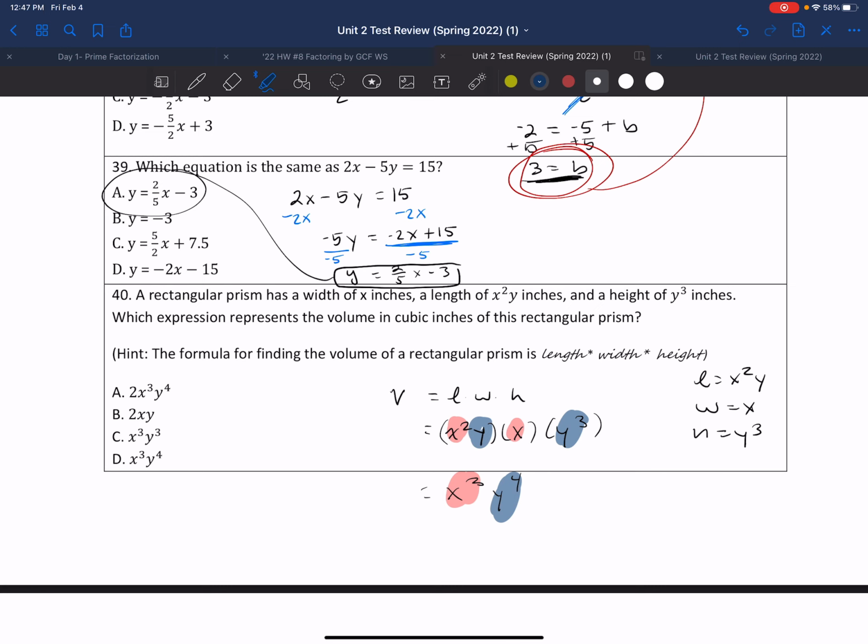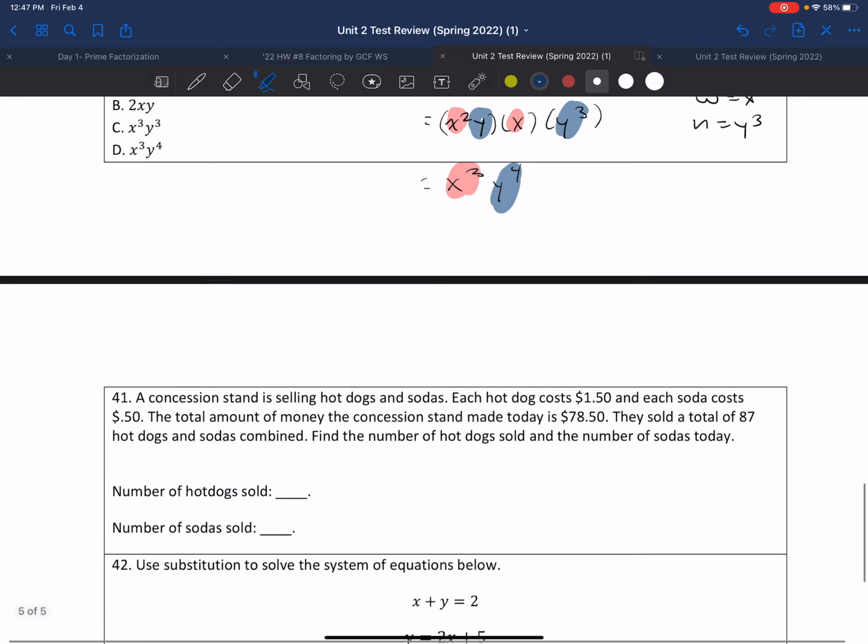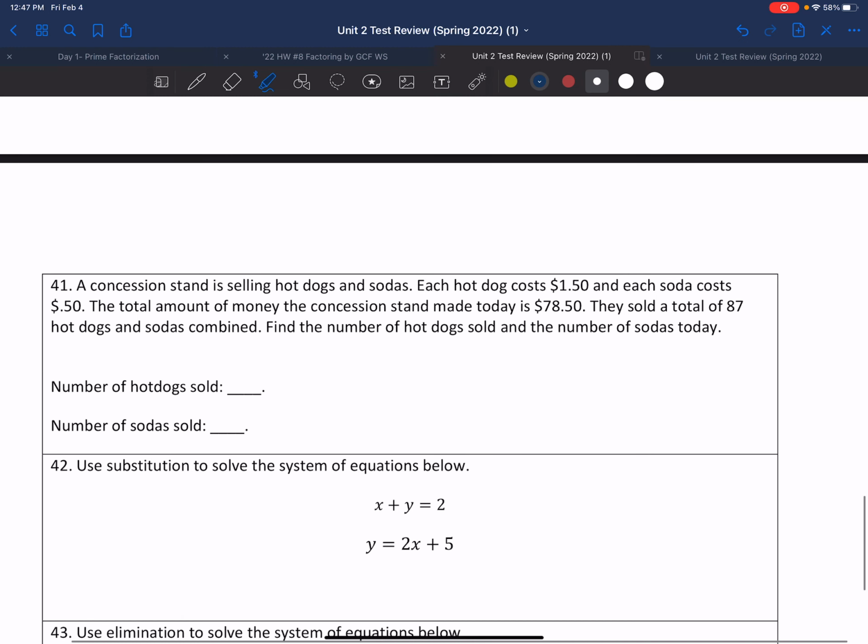And now we're going to go ahead and move on to number 41. It says a concession stand is selling hot dogs and sodas. Each hot dog costs $1.50 and each soda costs 50 cents. The total amount of money the concession stand made today is $78.50. They sold a total of 87 hot dogs and sodas combined. Find the number of hot dogs sold and the number of sodas sold today.